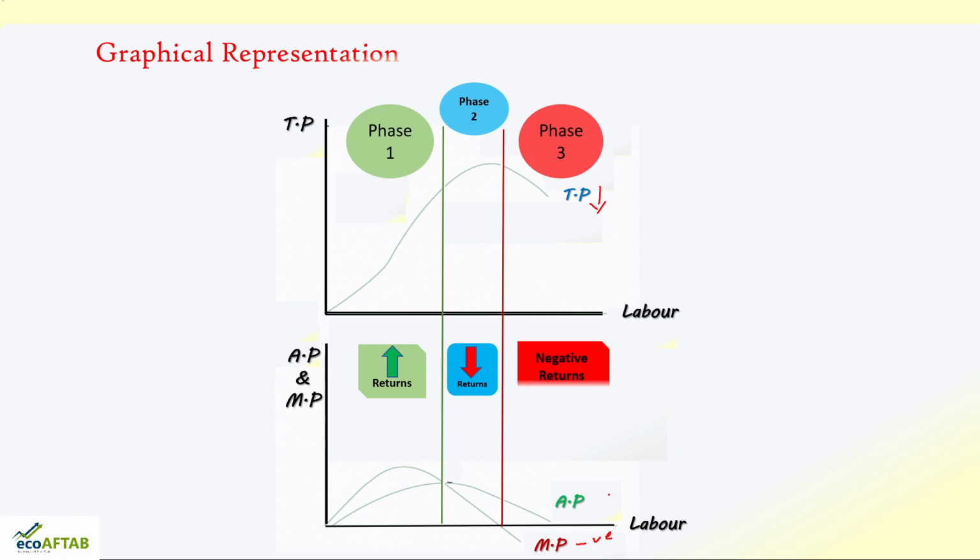Now, you may ask me, sir, why is this happening? The simple reason is that the law of variable proportions operates in the short run, and in the short run the fixed factor is there in a particular capacity, and initially the variable factor is very small compared to the fixed factor. After a point, the variable factor overpowers the fixed factor, and because of this there will be changes in their marginal productivity.